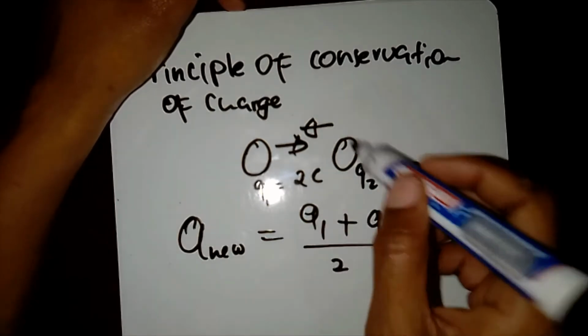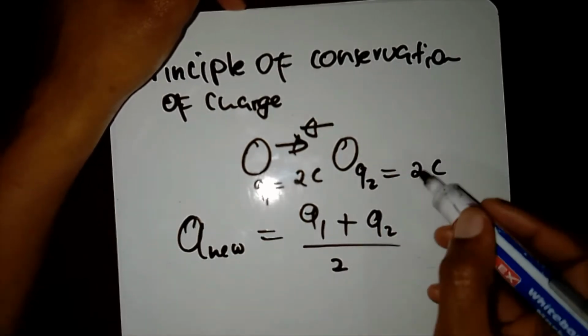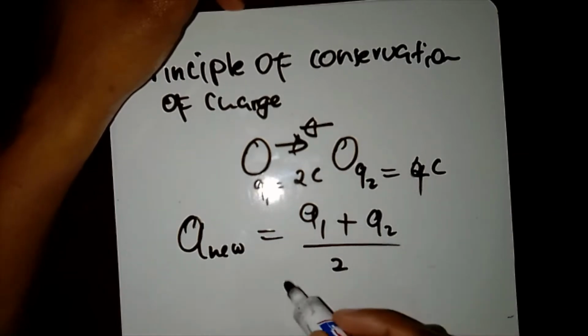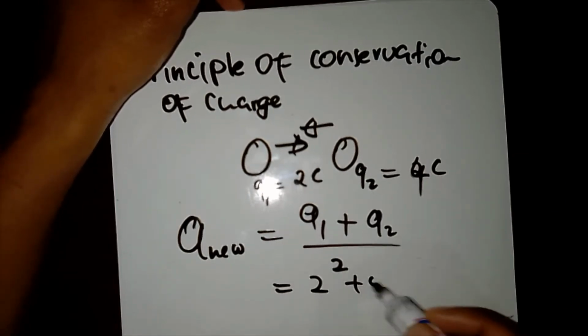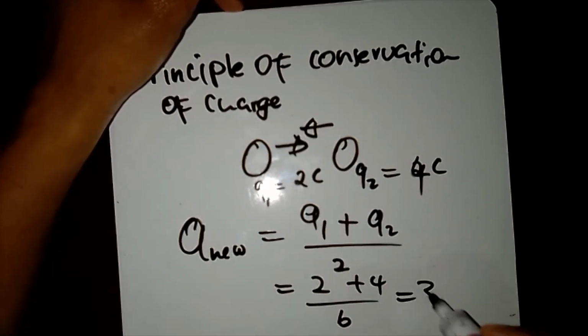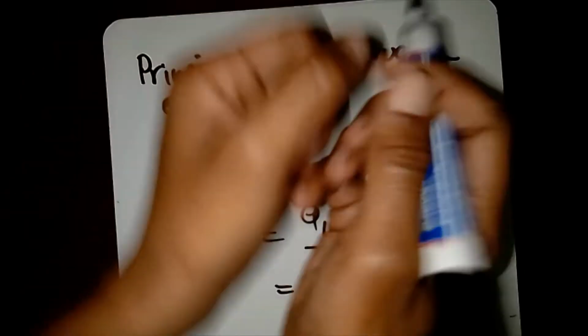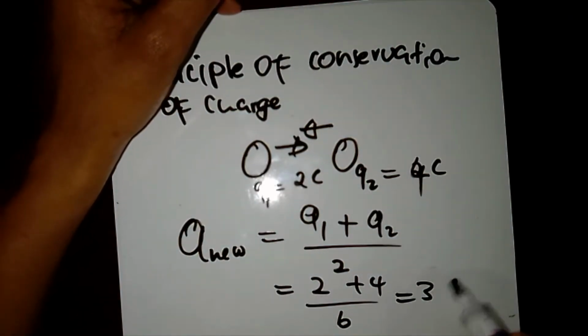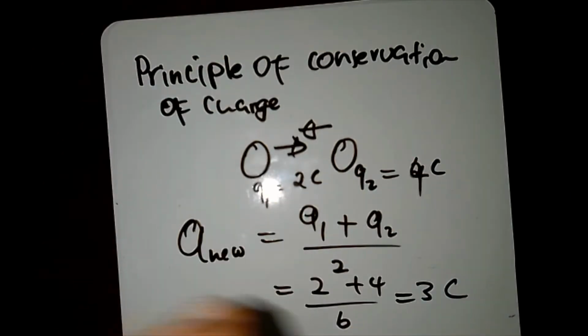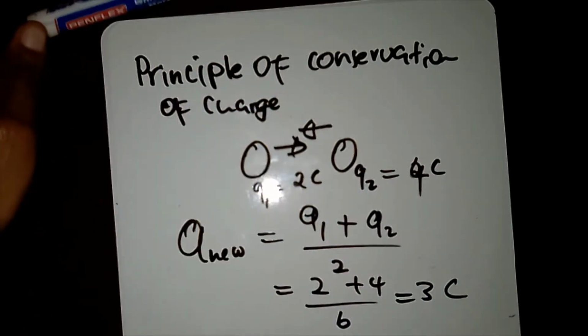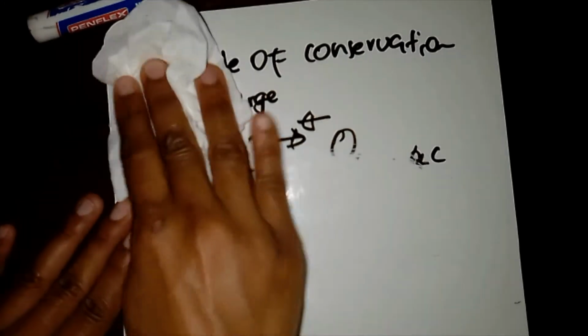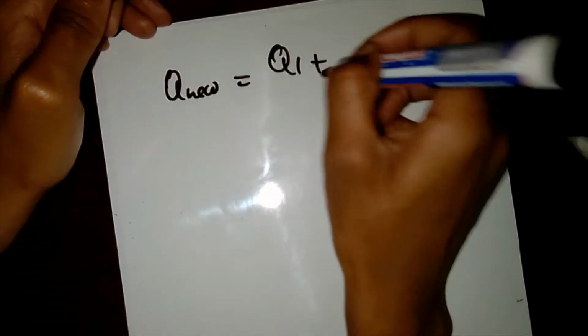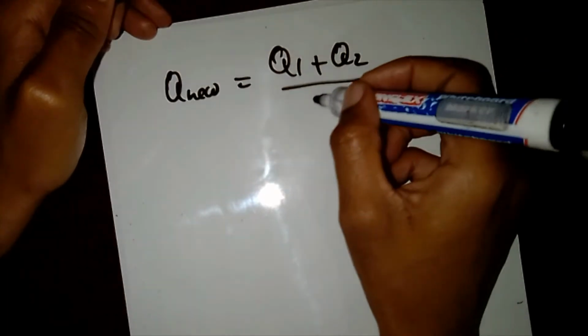Maybe I should have used let's say 4 coulombs here. So we have 2 plus 4, which gives us 6, meaning this is 3. So now the new charges on this sphere after they are taken apart will be 3 coulombs. So that is an important equation for you to know about the principle of conservation of charge. That new charge will just be a half of the total charge. So we add Q1 plus Q2, we divide it by 2.